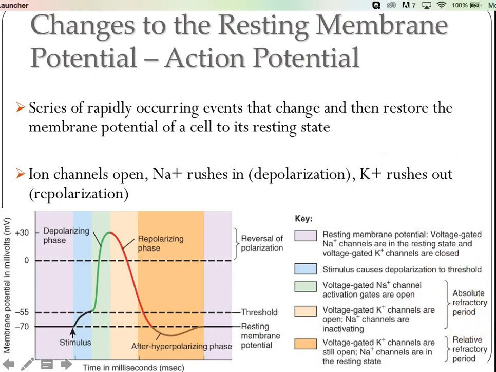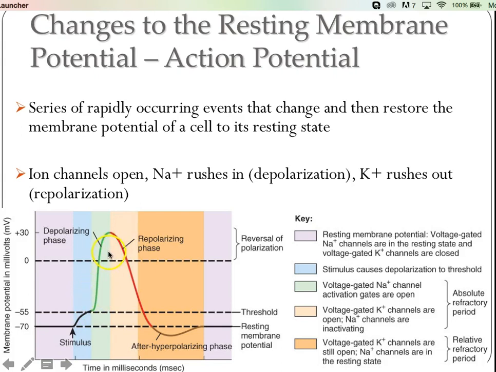A couple of other terms I want to bring to your attention are the absolute refractory period and the relative refractory period. During the absolute refractory period, no matter how much you want, you cannot get another action potential to go. In this period, the sodium channels are open, and you can't open something that's already open. I can't turn on the lights if the lights are already on. I have to turn them off before I can turn them back on again. Hopefully that makes sense.